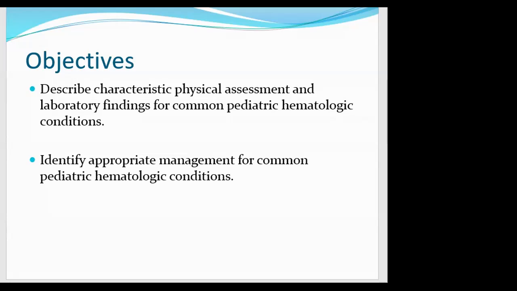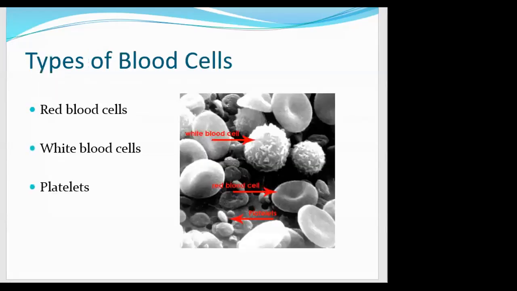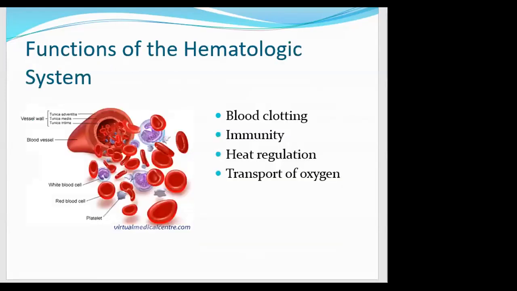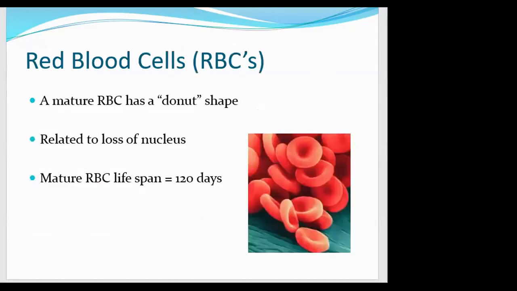So, there we go. Types of blood cells. In the hematologic system, there are types of blood cells. We have red blood cells, white blood cells, and platelets. The functions of the hematologic system: blood clotting, which are the platelets; immunity, which are the white blood cells; and then heat regulation and transport of oxygen, which are the red blood cells. So that's what we're going to be talking about today, red blood cells.